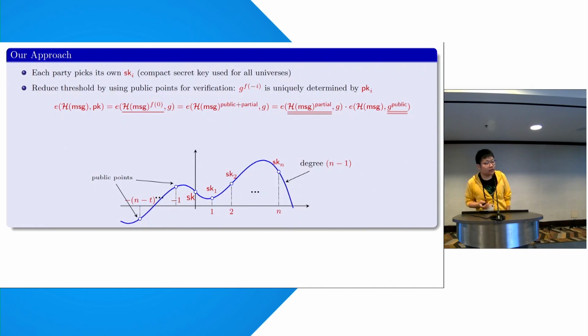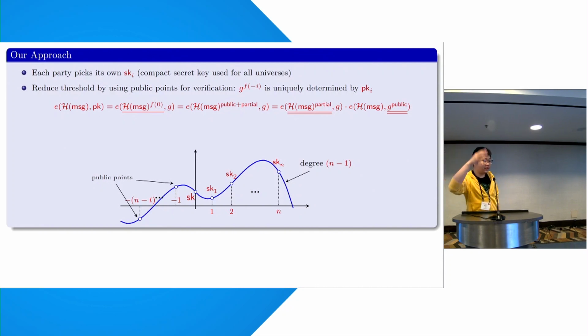In order to reduce this threshold from n to t, we're going to make use of the public points on this curve, in particular the points at -1, -2, down to -(n-t). If you recall, the BLS signature is a single underlying thing, the hash of the message raised to F(0), which is SK. Now we write this SK as an interpolation of n points, since this is a degree n-1 curve. These n points consist of t points from the partial signatures and n-t points from the public points. Our observation is that you can use the bilinearity of the pairing to move the power of the public points to G.